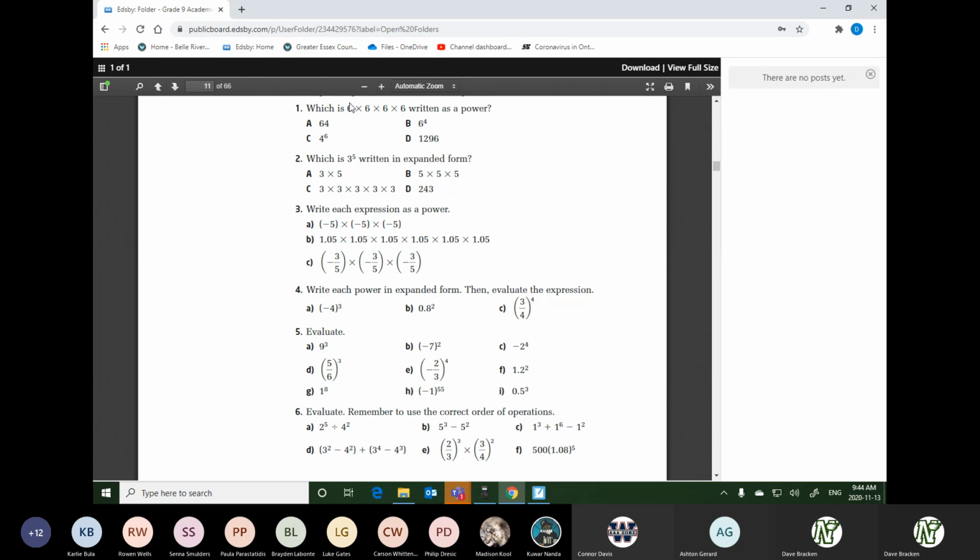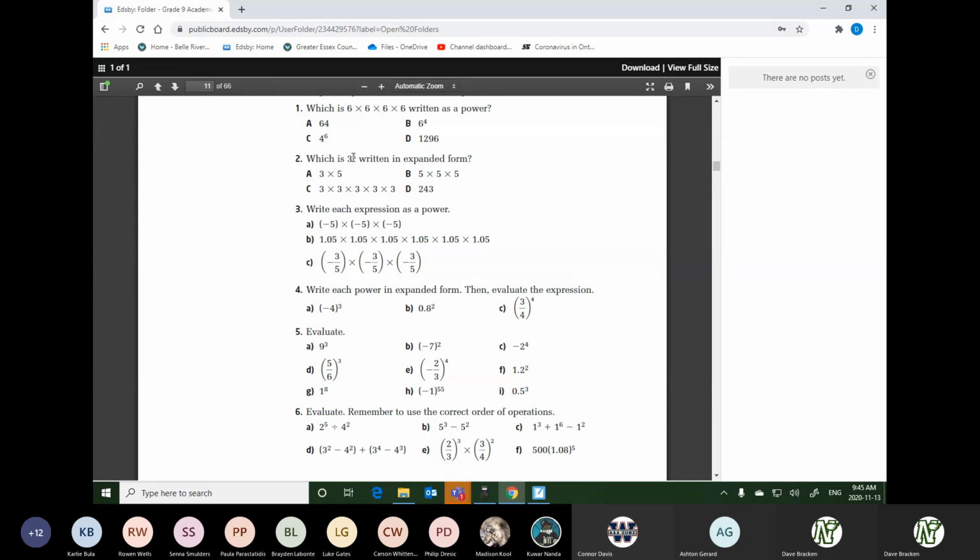Question 1: which is 6 times 6 times 6 times 6 written as a power? In the side, type in your answer: A, B, C, or D. What is 6 times 6 times 6 times 6 written as a power? I see a lot of B's coming in. That's correct. This is expanded form, and this right here is exponential form. So the first one's good. Awesome. What about the next one?